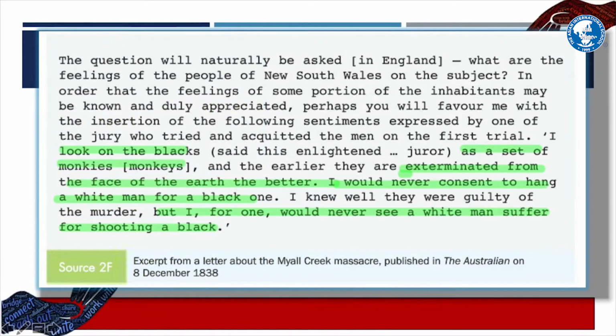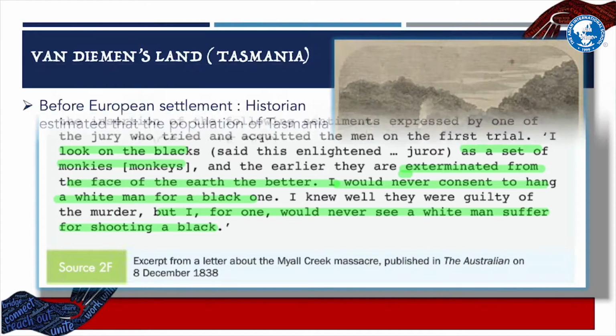And now let's see how racist the colonists were during that time. One juror was quoted in the Australian newspapers as saying, "I look on the blacks as a set of monkeys, and the earlier they are exterminated from the face of the earth, the better. I would never consent or allow to hang a white man for a black one. I knew well they were guilty of the murder, but I, for one, would never see a white man suffer for shooting a black." What can you say about that?